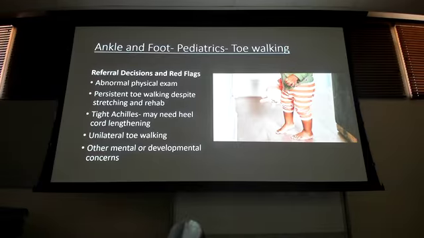All right. So we want to refer anybody with abnormal physical exams, any neuro findings on your physical exam. Or if we've rehabbed them and they've failed non-op management, 3 to 6 months of therapy and it continues, we look at referring those. I would not imagine Ortho doing any sort of heel cord lengthening or surgeries for these, but it is something I would refer so they can evaluate and consider other developmental abnormalities like autism in these patients as well.